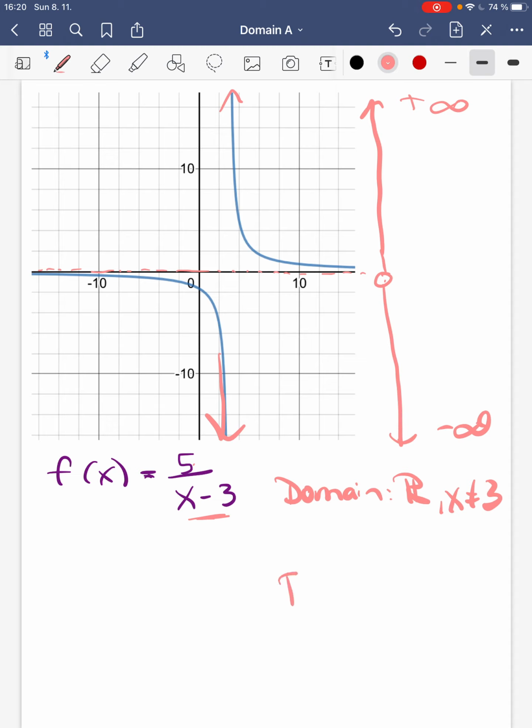So the range, just by looking at the graph or just by using common sense, we know it's all real numbers, but y will never, ever manage to get to 0. It'll be really close, 5 over the biggest number you can think of, but that's not true 0.